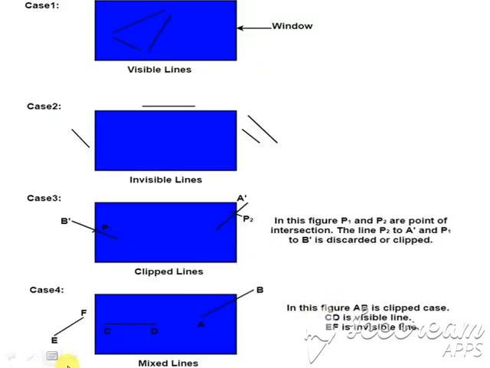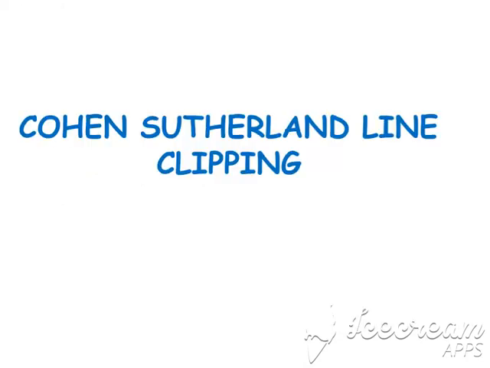Then the fourth one is mixed lines. All types of lines we have: visible lines, invisible lines, and clipped lines. So this is about the three types of line. For line clipping, a very standard algorithm is available, which is called the Cohen-Sutherland line clipping algorithm. Let's see it briefly in future classes. Thank you.